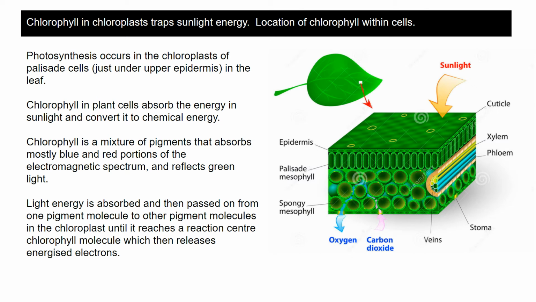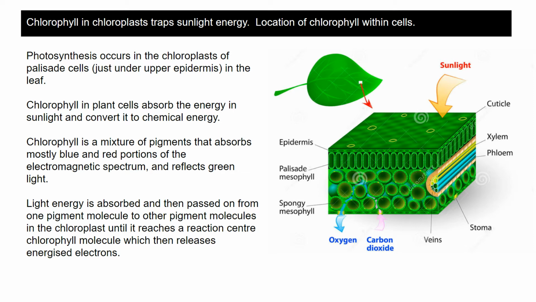The essential molecule for this is chlorophyll. Chlorophyll is located in structures called chloroplasts. They're found in almost all cells. All green plant cells contain chloroplasts. But if you look at the leaf cells just underneath the upper epidermis, called palisade mesophyll cells, they're particularly high in chloroplasts. And chloroplasts contain this pigment called chlorophyll.